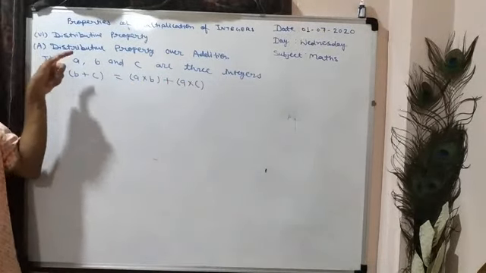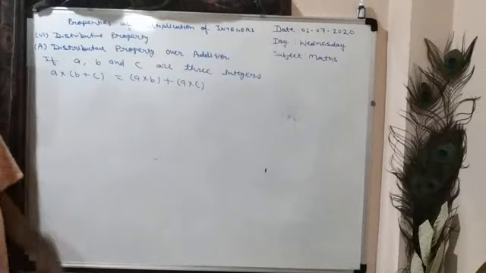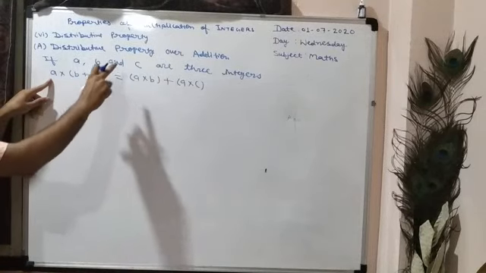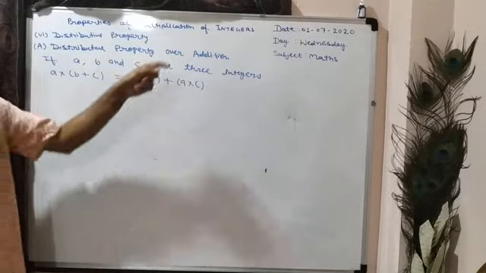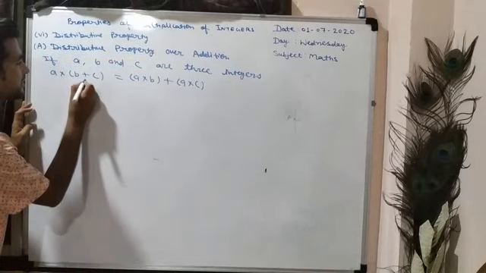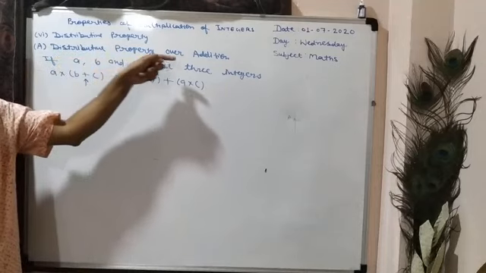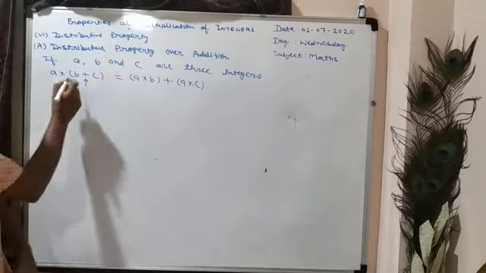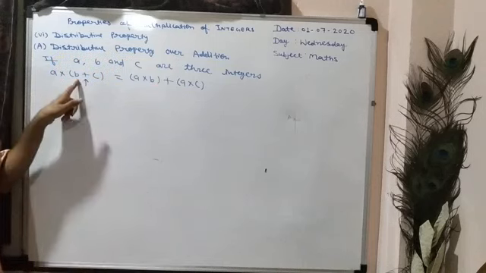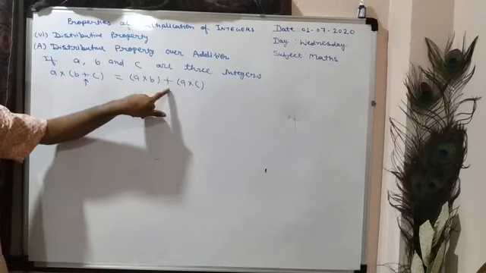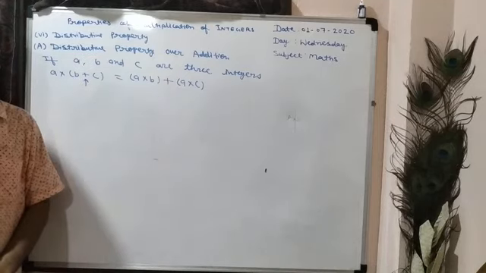Okay, look at both sides. What is the meaning of distributive property over addition? A into B plus C. Why are we saying distributive property over addition? Because here we have addition. The second part is distributive property over subtraction. It means here we will take a negative sign. Here A into B plus C, so here we will write A into B minus A into C. This is the difference between addition and subtraction.